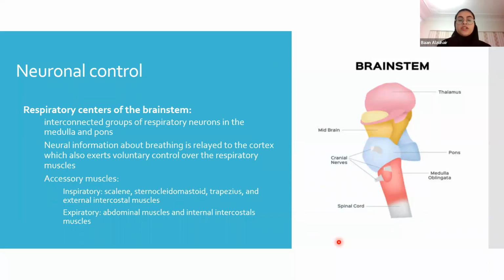The neural information goes from your respiratory organs to these centers in your brainstem, and it also goes to your cortex. Your cerebral cortex, or your brain, takes care of your voluntary control over breathing. Okay. Also, Dr. Shams mentioned accessory muscles in this lecture. I'm pretty sure you've taken accessory muscles in anatomy lectures, but we're also going to mention them here.